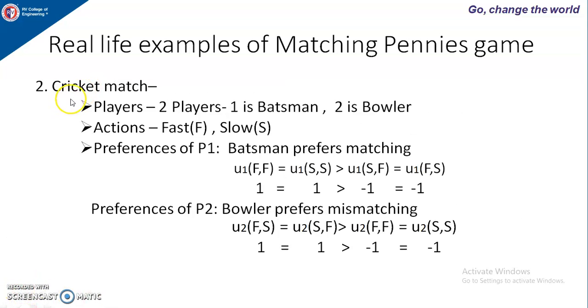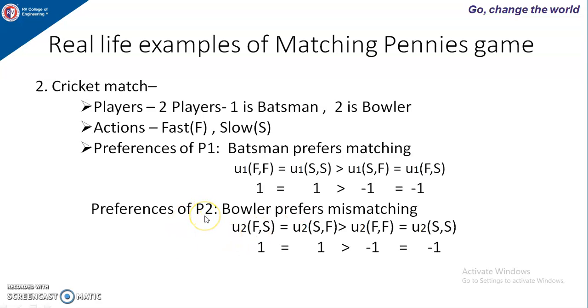The second real life example of matching pennies game is the cricket match. Here the players are the batsman and the bowler. The actions available to both players are either fast or slow. The batsman, player 1, prefers matching, that is, the bowler throws the ball fast and he also bats fast, or the bowler throws the ball slowly and he also bats slowly, over the opposite actions, that is, one is slow and the other is fast.